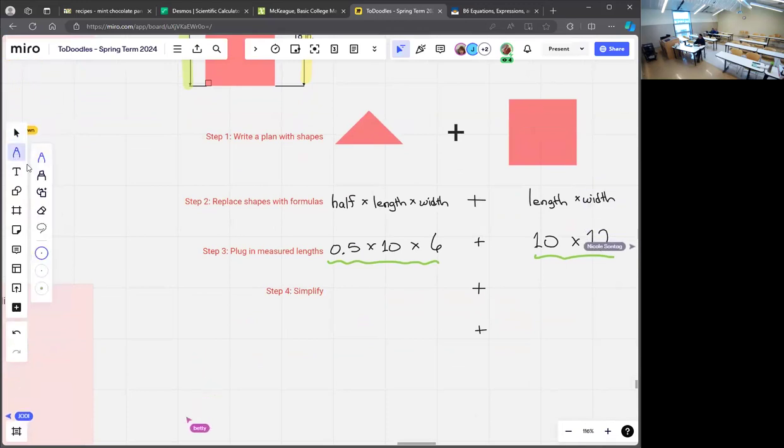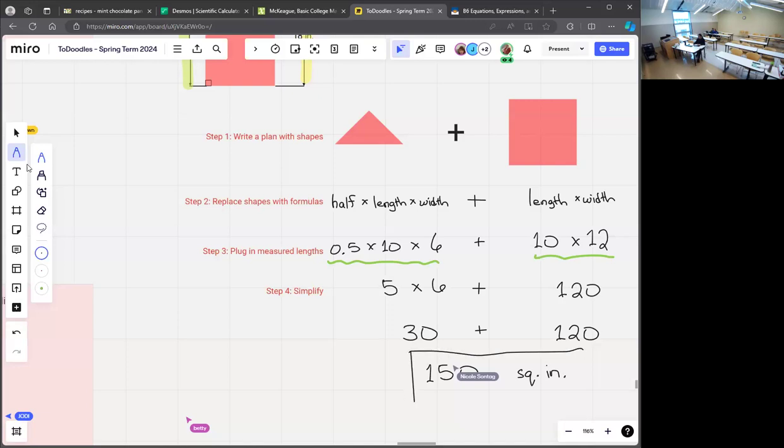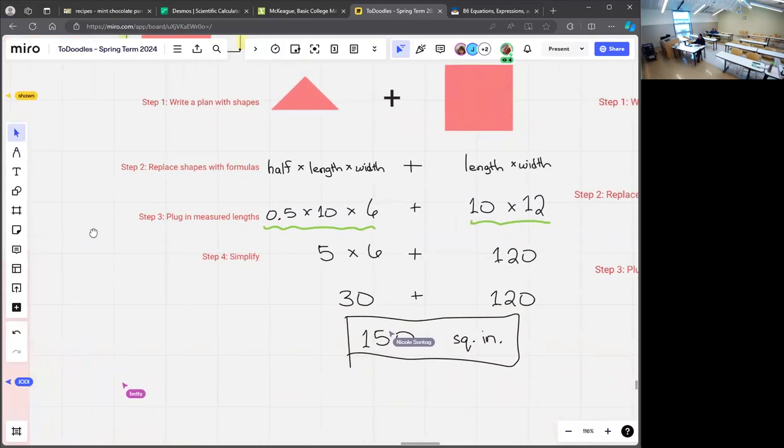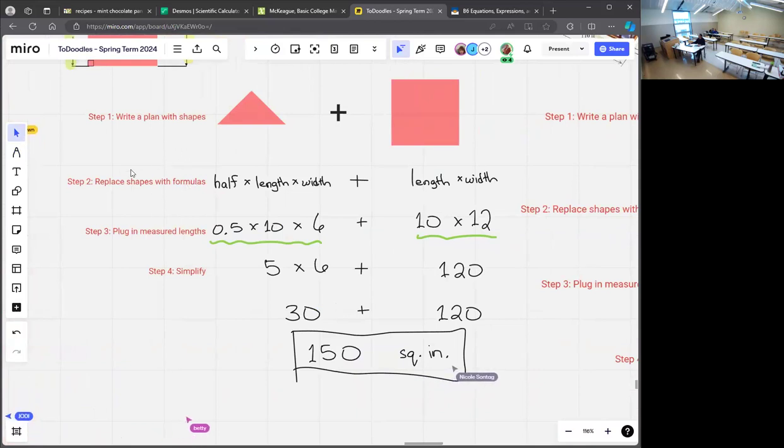So half times 10 times 6, it's all multiplication, so it just goes left to right. Half of 10 is 5. 5 times 6 is 30. And then 10 times 12 is 120. And 30 plus 120 is 150. It's an area problem, so I have to label it. It was inches to start with, so I do square inches. And we'll talk about square inches more if you want, but that's not really the point of this. Okay, questions on that one now that you've seen it?